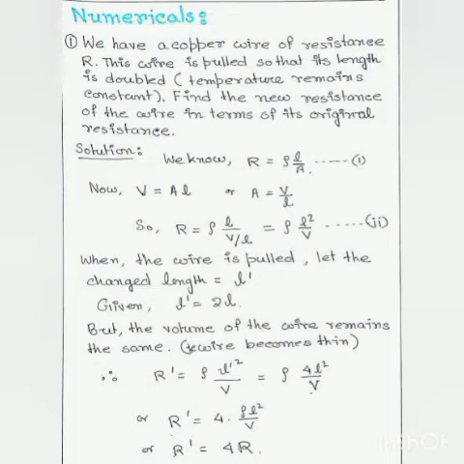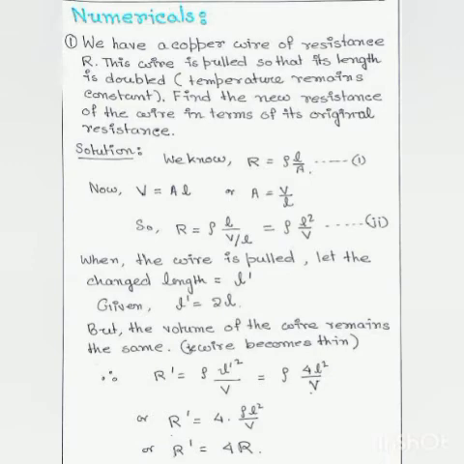Now when the wire is pulled, let the changed length be L prime, and it is given that it is double the initial length. So L prime equals 2L. Here the main key of this numerical is that while we pull any wire, its volume will remain constant. The length will be increased, the cross-sectional area will be decreased, that is, the wire will become thin, but the volume of the wire will remain constant.